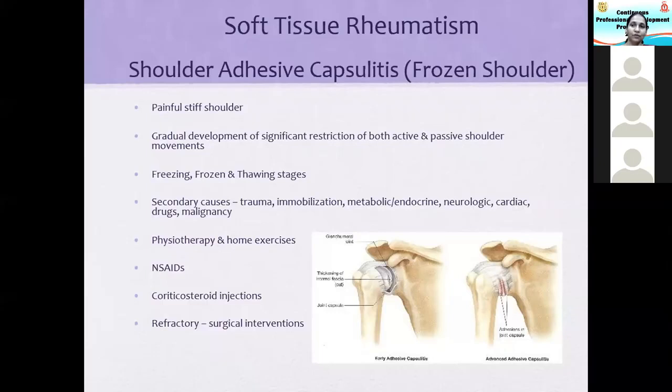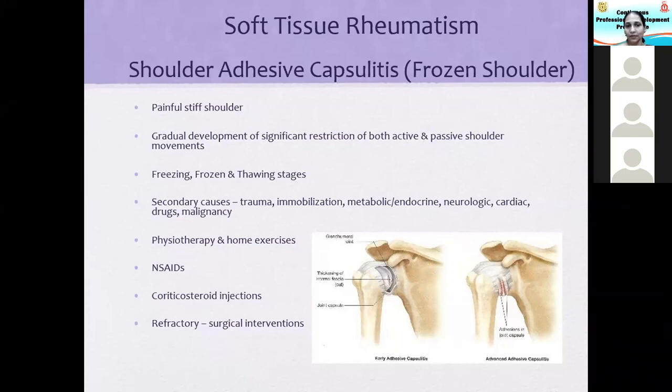For example, trauma to the upper limb, prolonged immobilization maybe after surgery, metabolic or endocrine causes like diabetes mellitus and hypothyroidism can increase the risk; we see this condition more in these patients. Neurologic and cardiac causes, for example, after myocardial infarction, after a stroke, and associated with malignancy, this condition can be seen. So, how do you manage them?